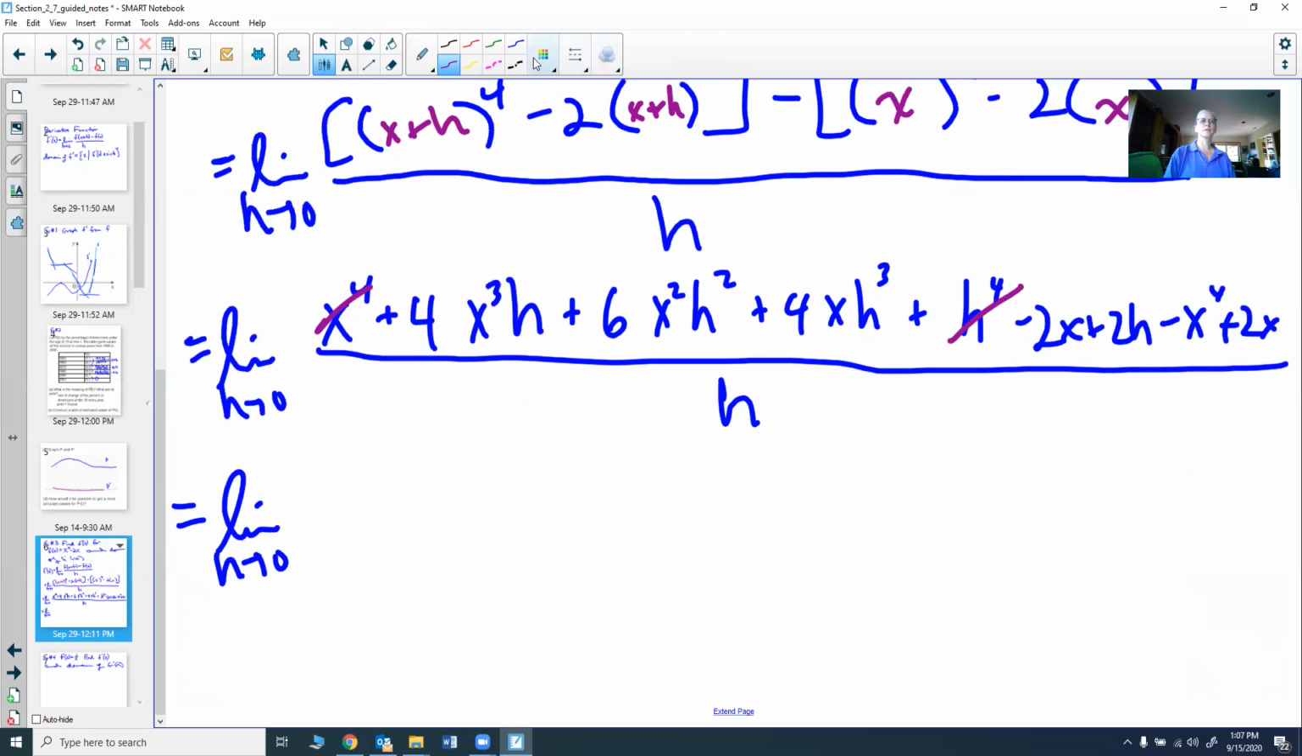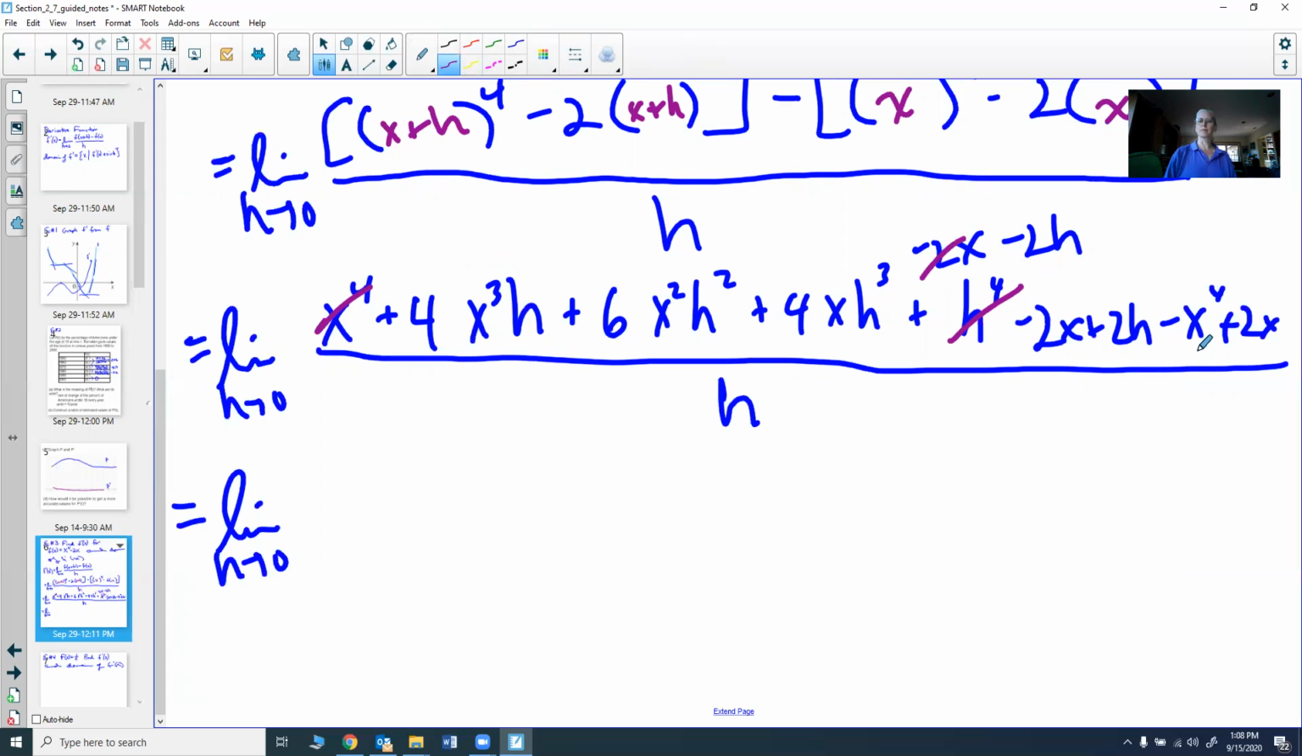Oops, I missed something. See, this is where you see you made a mistake. So I made a mistake. I forgot my 2x minus 2h. So this is this first part, and I forgot this part. All right, so now I'm going to collect like terms again.